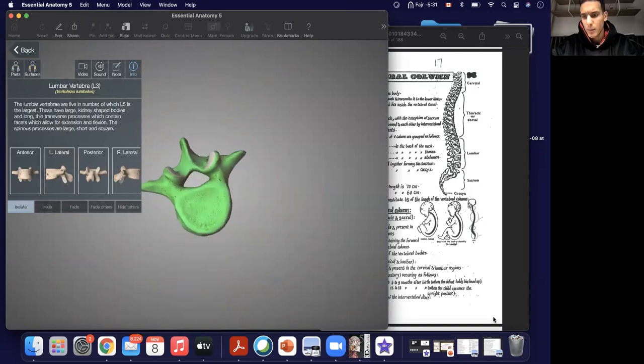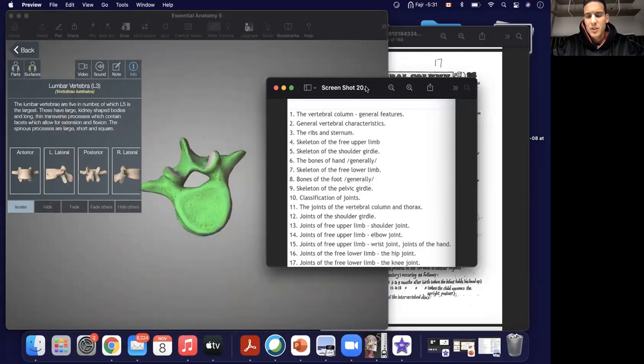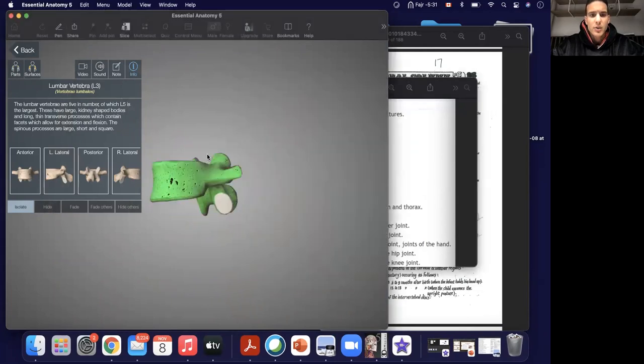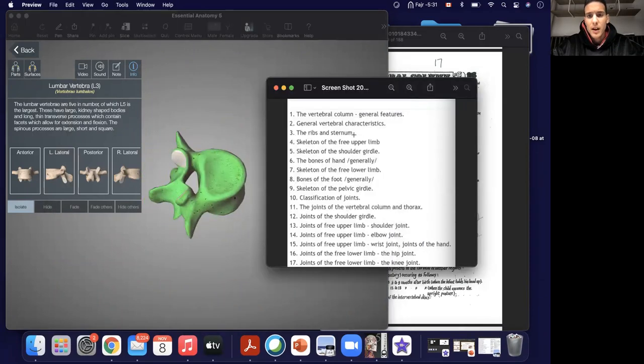And for point number 2, this is what you'll be describing. Everything you see onto this body right here, not the vertebral column as a whole, but the general characteristics of the vertebra, like one vertebra, okay? Vertebral column vs vertebral characteristics.